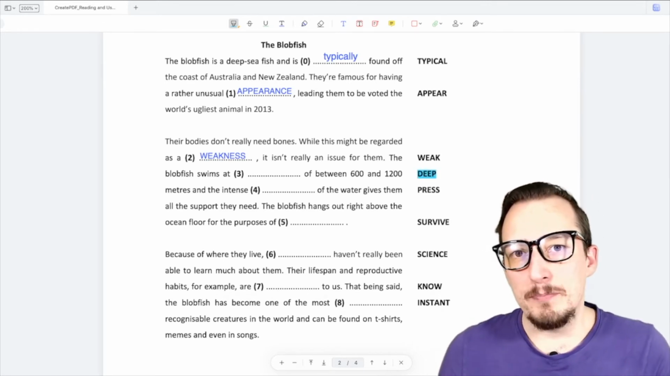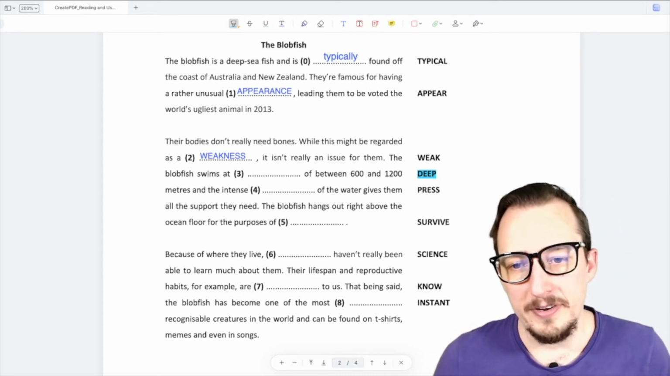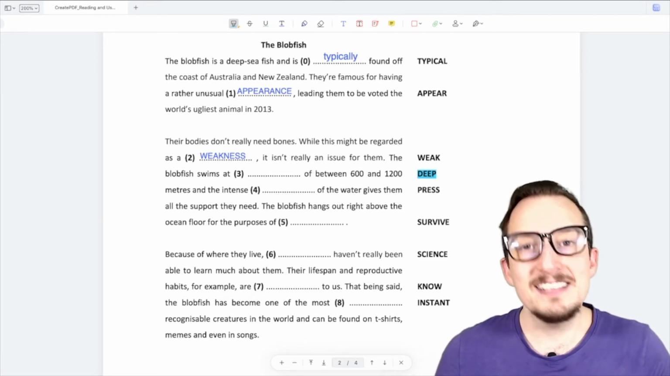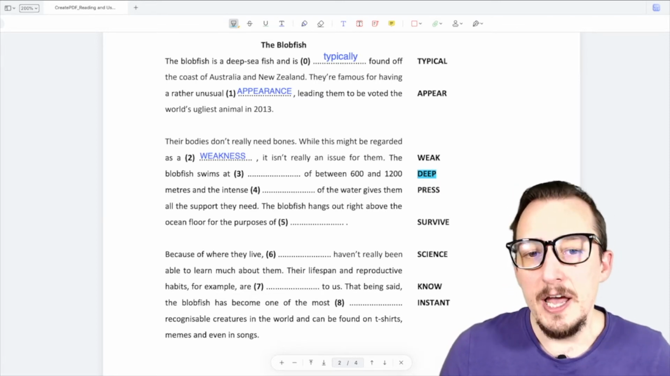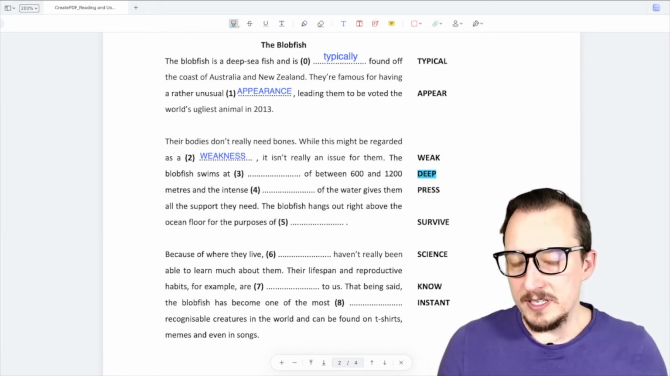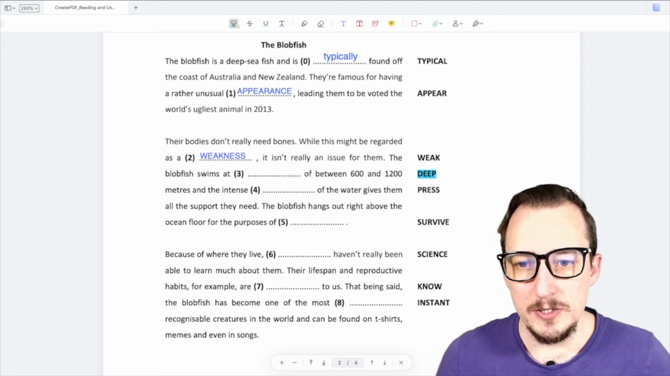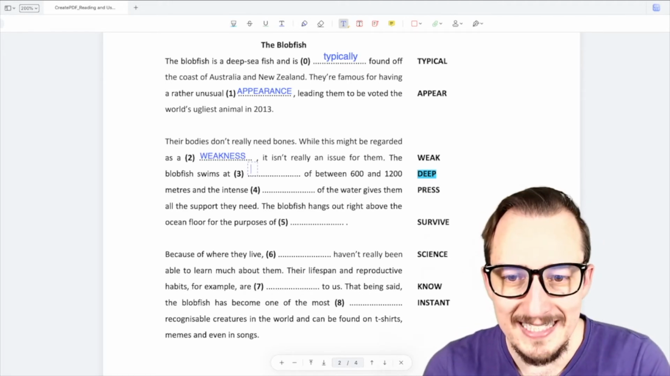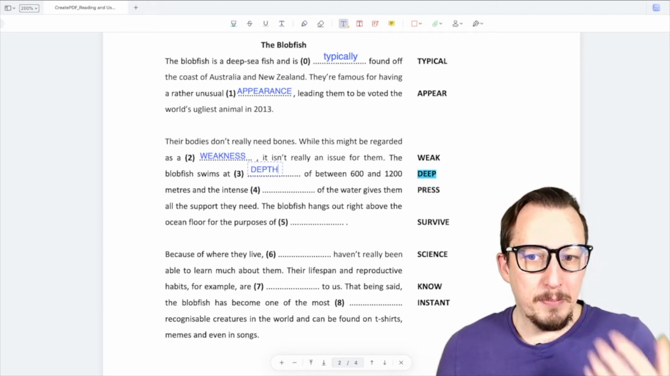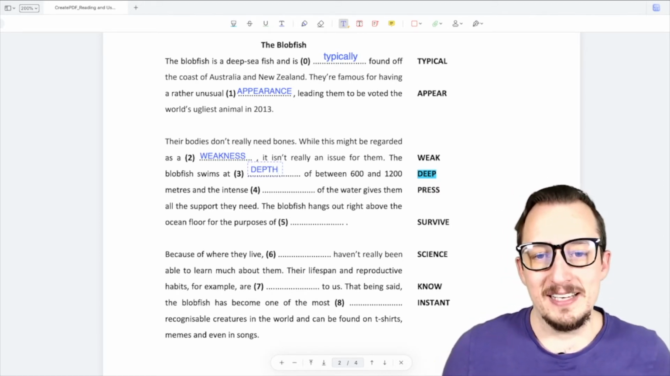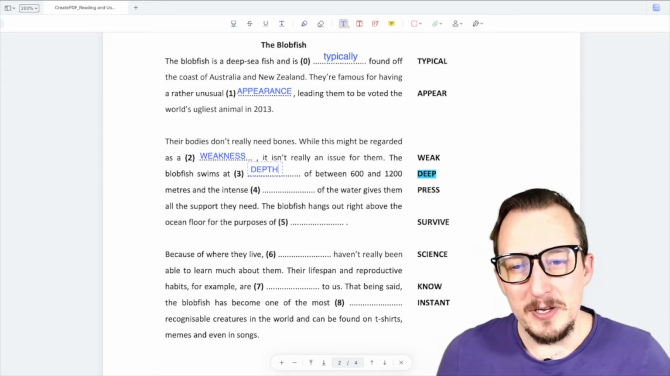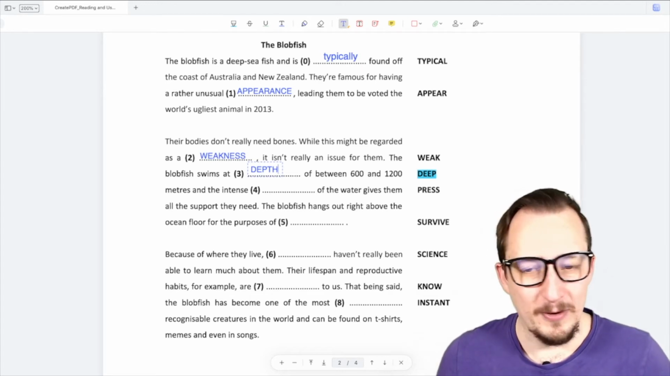Question 3, and we need to think a little bit carefully here. The blobfish swims at gap of between 600 and 1200 meters, and the stem word is deep. Now, we can't really add a prefix or a suffix to the word deep, so we're going to have to do something slightly different, and that is an internal change. So when we want to talk about the noun form of deep, we don't add a prefix or a suffix, but rather it changes to the word depth. Now, is that everything in this sentence? Well, the blobfish swims at depth of between 600 and 1200 meters. That still doesn't quite make sense because we don't have an article here, a, for example.